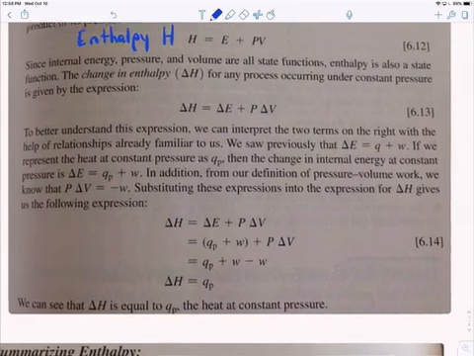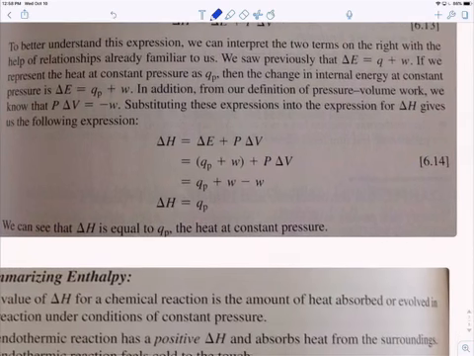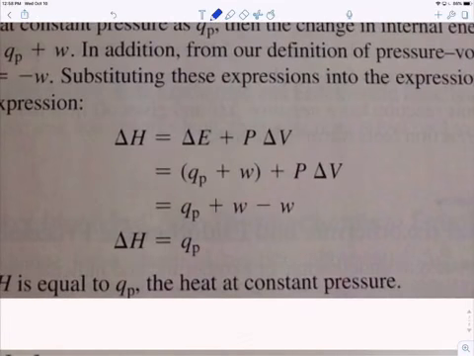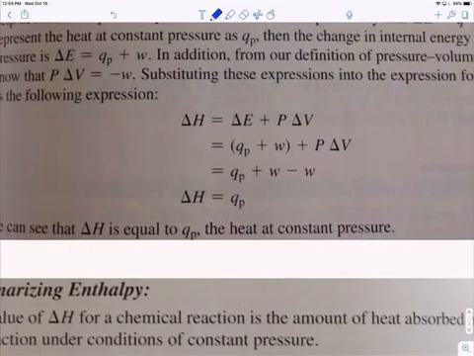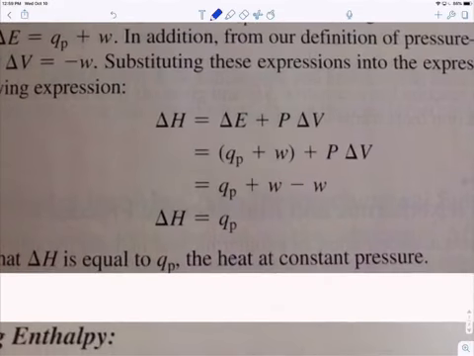Okay, so delta H is delta E plus P delta V. And delta E is work plus heat, that's the first law. And P delta V, we've learned before, that's minus work. So that means at constant pressure, the enthalpy change delta H is equal to the heat transfer. And delta H many times is referred to as the heat of reaction.